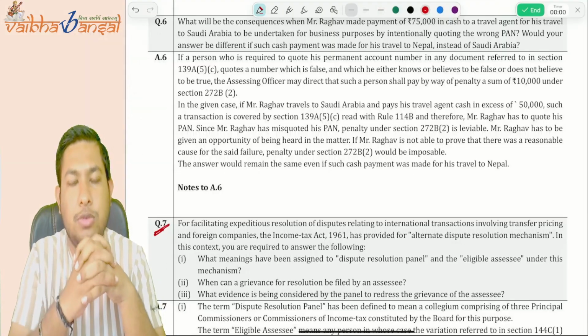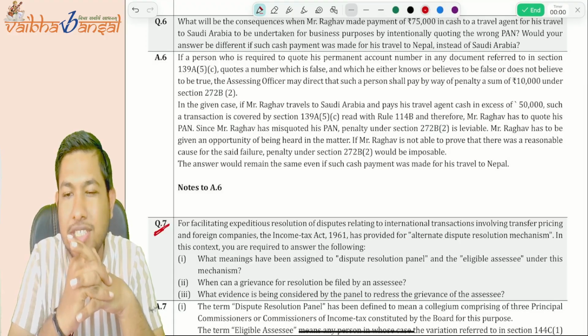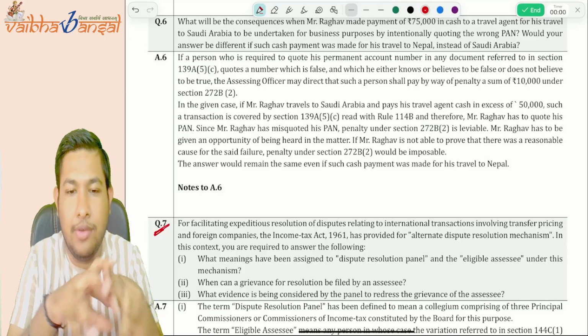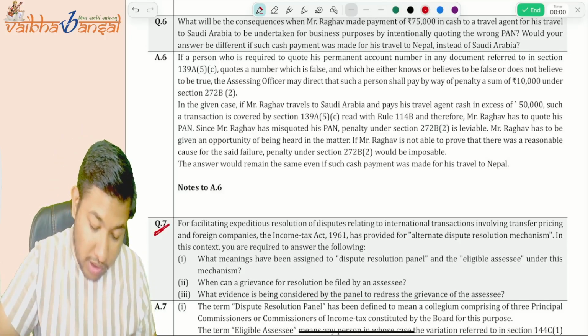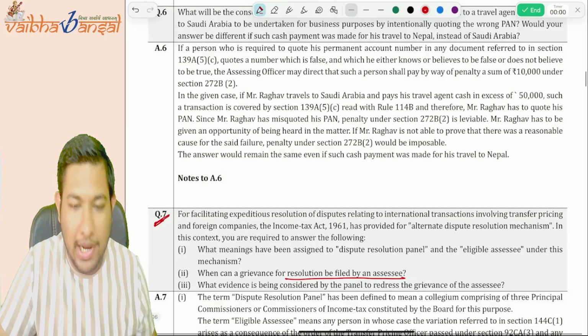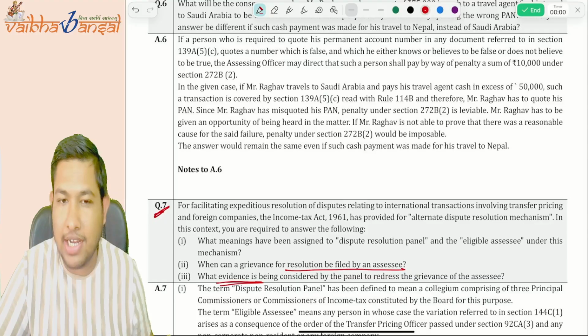Yes, able to read? This is exactly a direct question. What is the DRP, eligible assessee? When can a grievance for resolution of the assessee be filed, within 30 days? And what are the evidences they will see? Everything we have seen, this is a direct question.